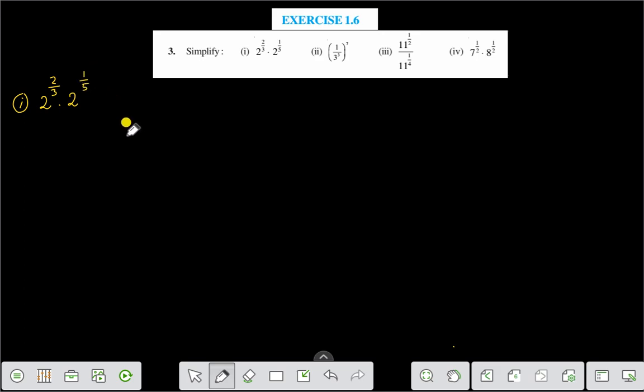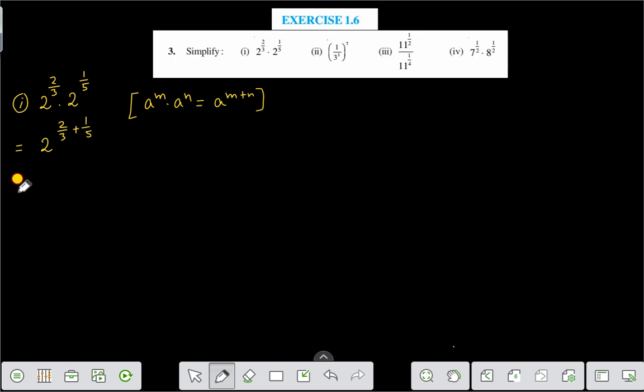Here we will apply the formula that a to the power m into a to the power n is equal to a to the power m plus n. We'll apply this formula, right? Here the base is the same, then we can write 2 to the power 2 by 3 plus 1 by 5.